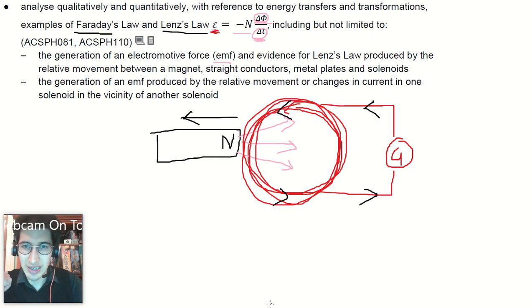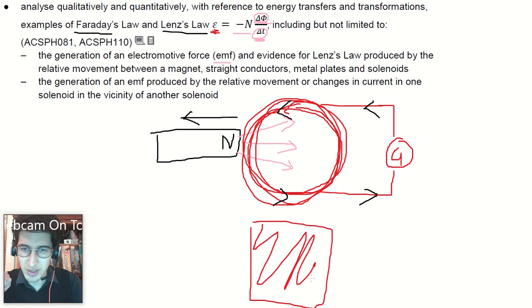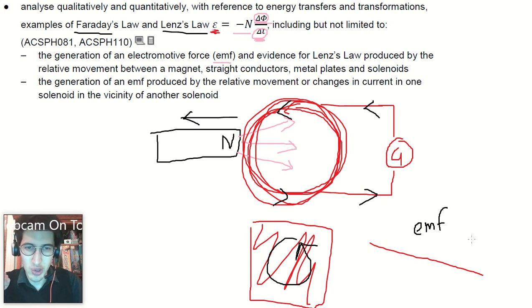If you have a sheet of metal experiencing the change in flux, say a sheet of copper, that sheet of copper can also have complete currents going around through it. But this is different to just one length of wire. One length of wire can have EMF, but it's not going to have a current. A current's not going to be possible inside just one piece of wire like this that's not connected to anything else. So we have straight conductors, metal plates, and solenoids.